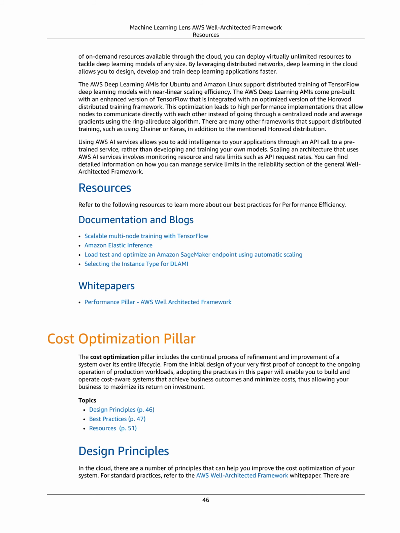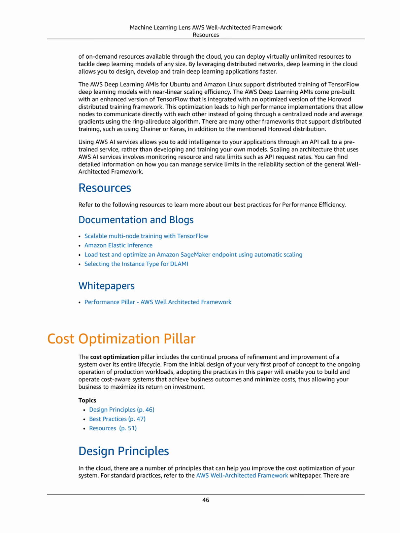There are many other frameworks that support distributed training, such as using Chainer or Keras, in addition to the mentioned Horovod distribution. Using AWS AI services allows you to add intelligence to your applications through an API call to a pre-trained service, rather than developing and training your own models. Scaling an architecture that uses AWS AI services involves monitoring resource and rate limits such as API request rates. You can find detailed information on how you can manage service limits in the reliability section of the general Well-Architected Framework.